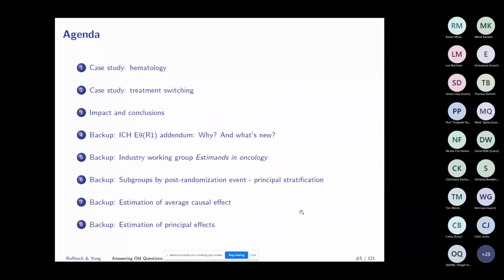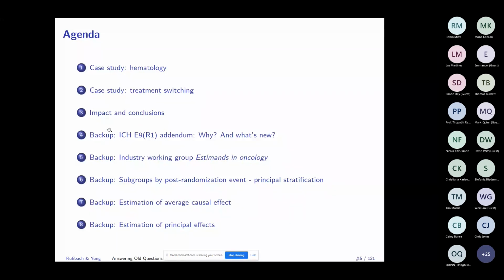Here's an outline of what I'm going to talk about. I will illustrate the usefulness of the ICH E9 addendum using a case study in hematology, so a real trial that, in hindsight, we embedded in the estimand addendum framework, and it led to much more clarity. And if we had had the addendum at the time when the trial was planned, I think it would have led to maybe not a different trial, but easier conversations with stakeholders. And the second case study, which is more generic, is around treatment switching. And I will conclude with some impact and conclusions around the addendum.